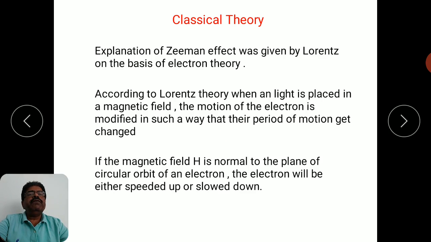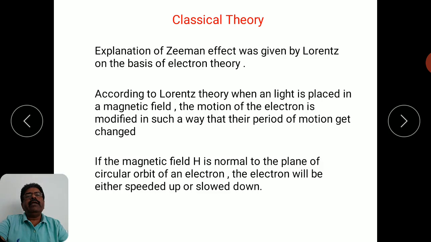So if the magnetic field H is normal to the plane of the circular orbit of an electron, suppose this is the circular orbit and the magnetic field is normal to the direction of this plane of the circular orbit, then the electron will be either speeded up or slowed down.